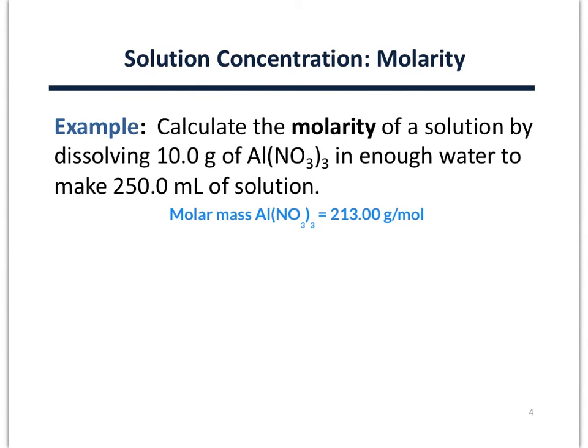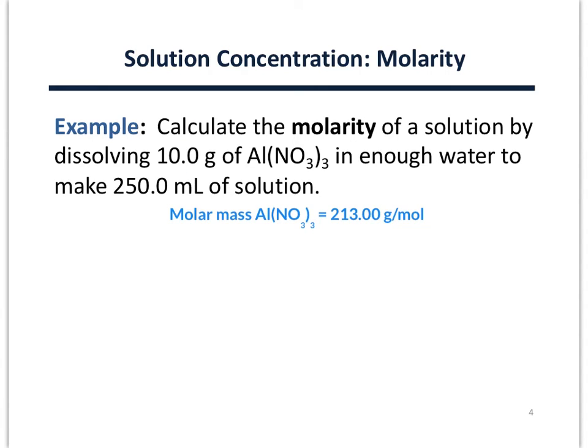Let's run through a quick calculation where we find the molarity of a solution that's made by dissolving 10 grams of aluminum nitrate in enough water to make 250 milliliters of solution. I've gone ahead and provided for you the molar mass of the aluminum nitrate, and probably this is a good hint to you that you should not rely on an exam, that you need to use the molar mass to convert the grams of aluminum nitrate to moles.